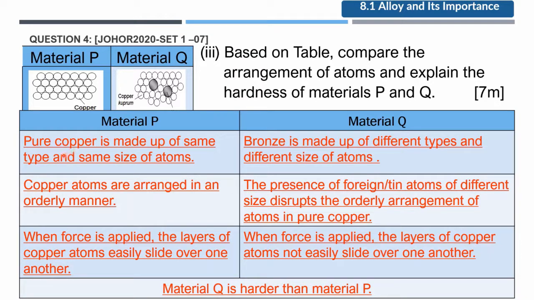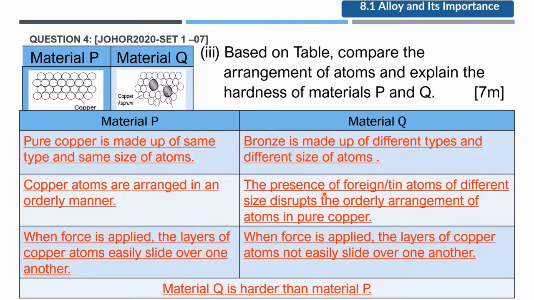For material P, pure copper is made up of the same type and same size of atom. For material Q, bronze is made up of different types and different sizes of atom. You can refer here, material Q has different sizes of atom. Material P, copper atoms are arranged in an orderly manner.